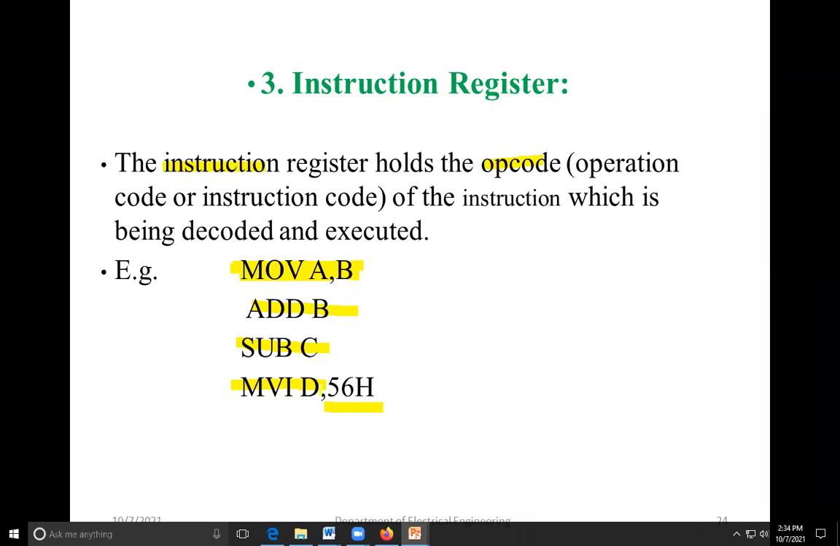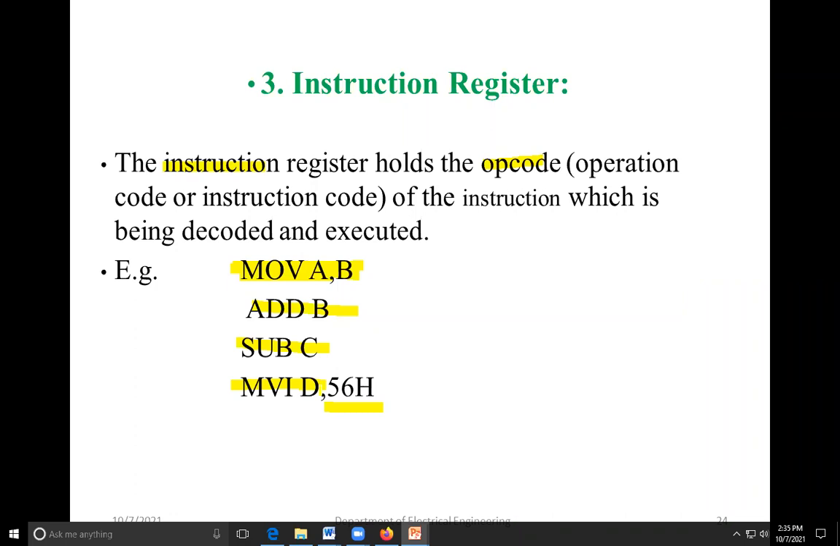See, two words must be remembered: decode and execute. Two different words. Decode means what? The instructions we write, you have to transfer into the hex code, or you can say into the binary code. After transferring the instruction into binary code, after that you have to execute the instruction.